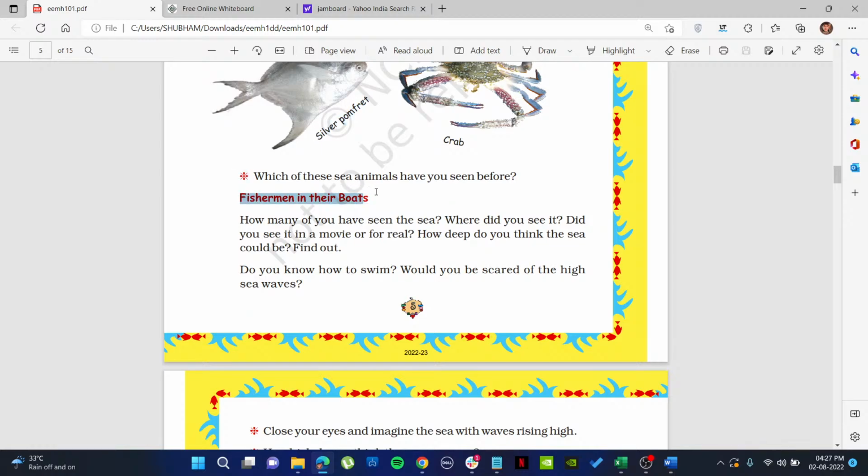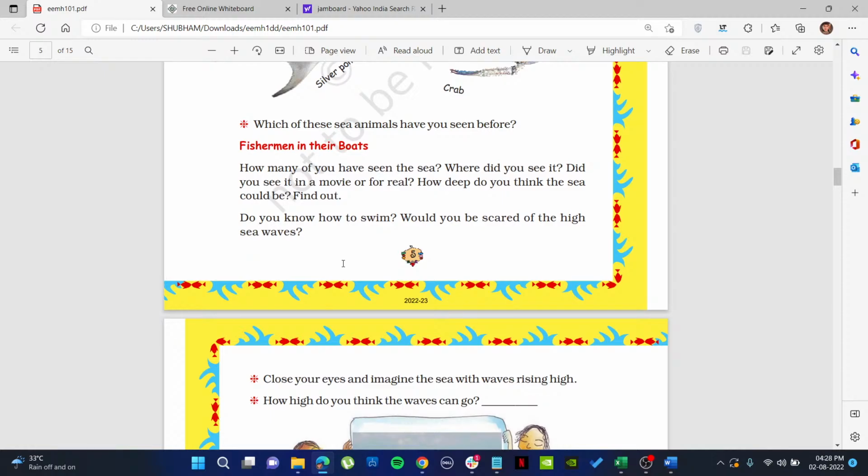Fishermen in their boats. Let's explore some other concept. How many of you have seen the sea? Have you seen the sea? If yes, then it's really great. Have you seen it in a movie or for real? You know, exploring the sea for real is a really mesmerizing thing because it looks very beautiful.